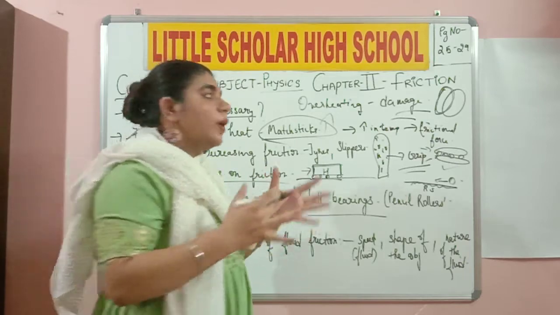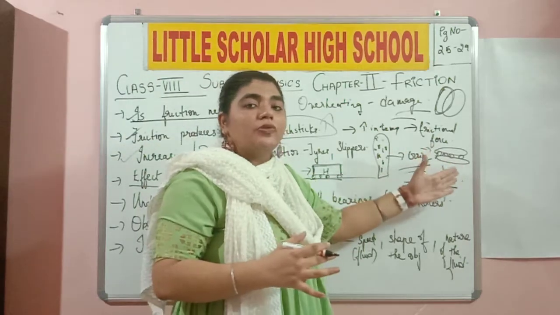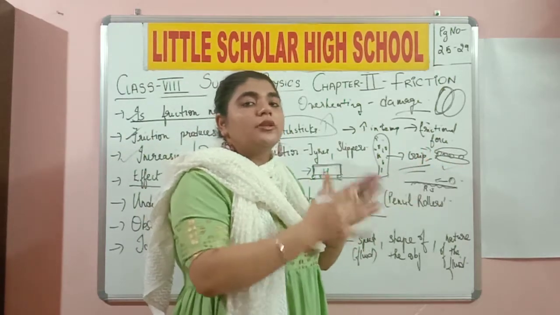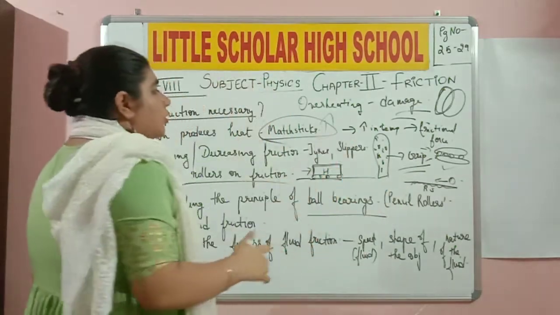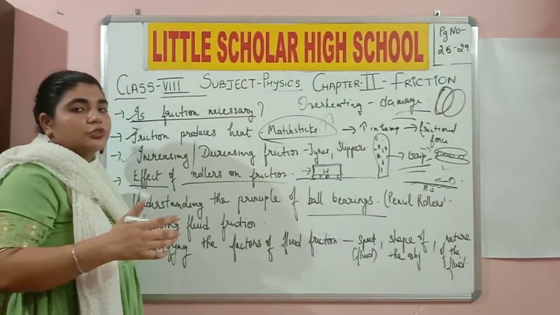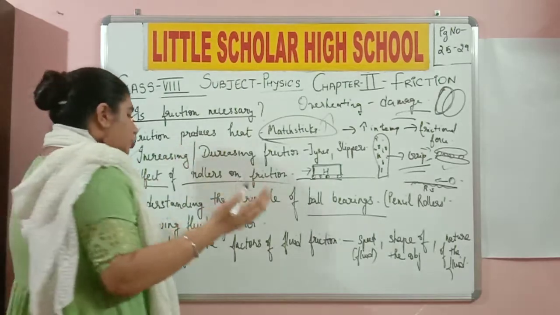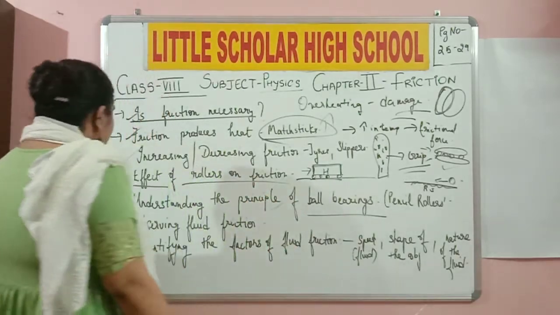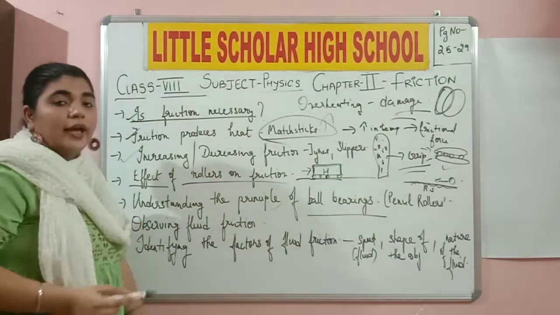So why are we using rollers over here, or why are we using metal balls? So that the movement of the lids becomes easy. Which friction are they showing over here? It's rolling friction. Fine.